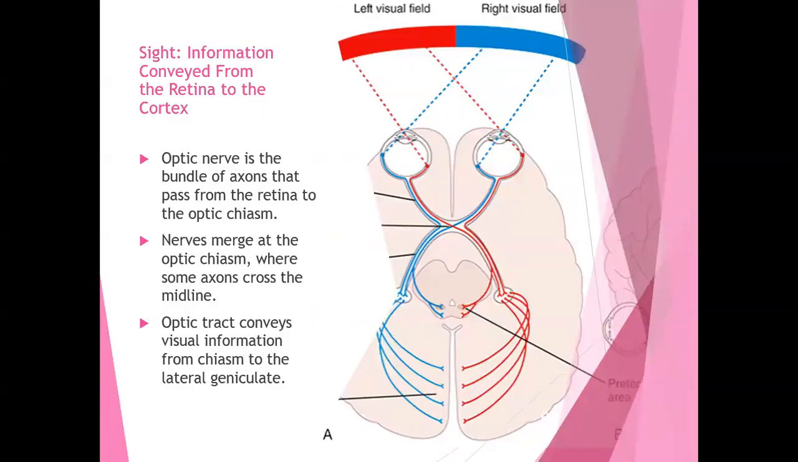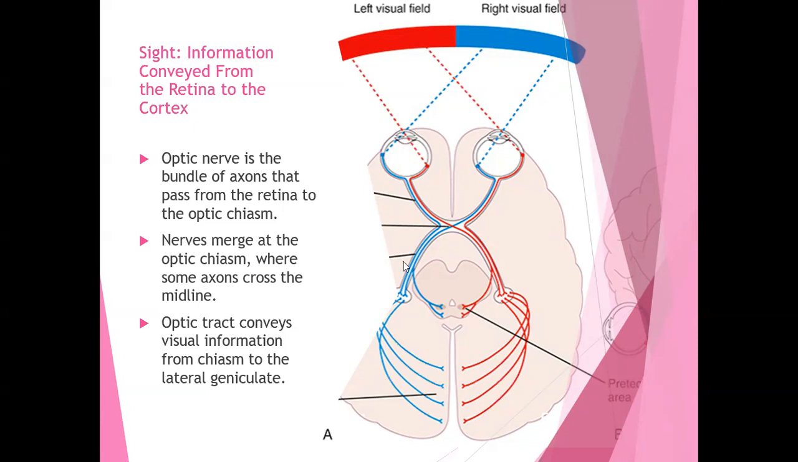So the optic nerve is the bundle of axons that pass from the retina to the optic chiasm. The optic chiasm is the area in the middle where some of the nerves cross over to the other side and some do not. So the nerves merge from left and right. They merge at the optic chiasm, and some cross the midline, but some don't.